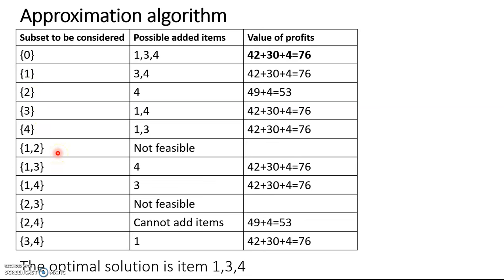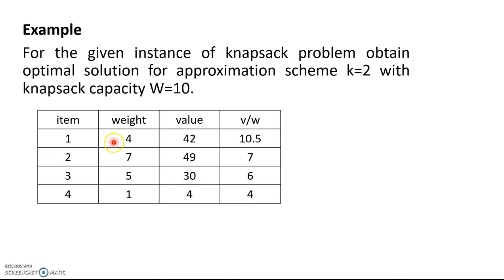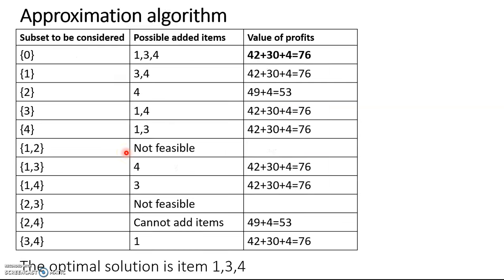Now I am going to place subsets with two items. The possible pairs are 1 and 2, 1 and 3, 1 and 4, 2 and 3, 2 and 4, 3 and 4. So these are the 6 possible ways I can group the items. If I place 1 and 2 inside the sack, 1 has the weight 4 and 2 has the weight 7. If you add these two, it exceeds my sack capacity 10. So it is not feasible to place 1 and 2, and from here itself I stop the processing.